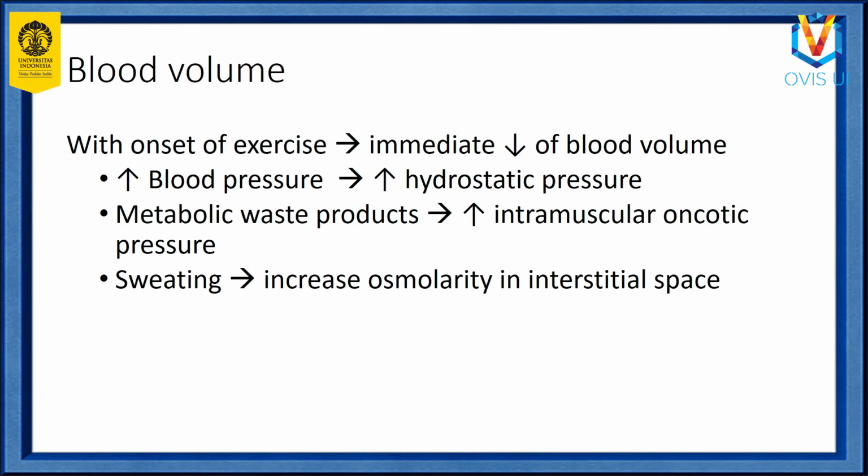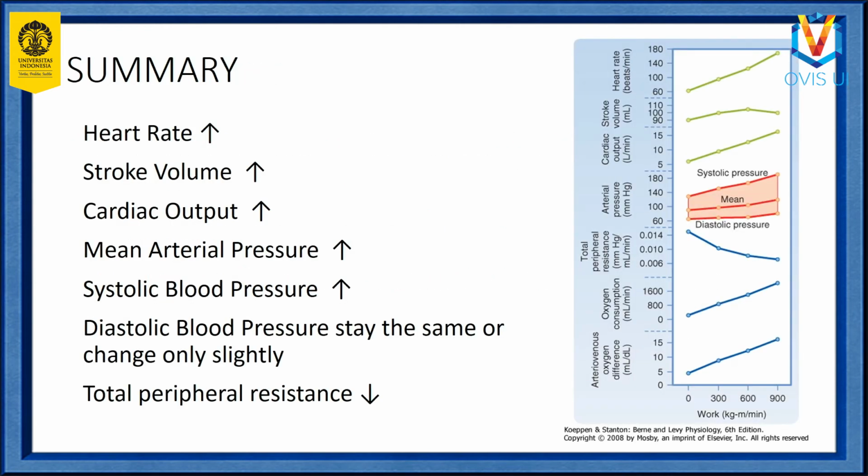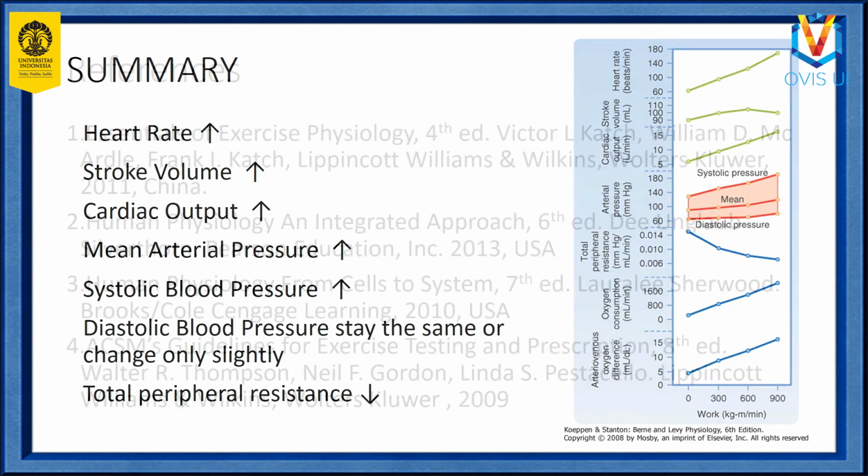Thirdly, loss of fluid during sweating means more sodium loss from the intravascular space and increases osmolarity in interstitial space. This attracts fluid from intravascular space to the interstitial space. Hence, we will see a reduction in blood volume during exercise. In summary, immediate cardiovascular changes that occur during aerobic exercise includes an increase in heart rate, stroke volume, cardiac output, mean arterial pressure, and systolic blood pressure. Diastolic blood pressure stays the same while total peripheral resistance is decreased.